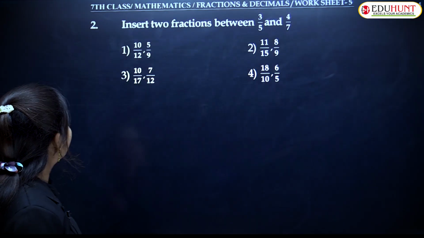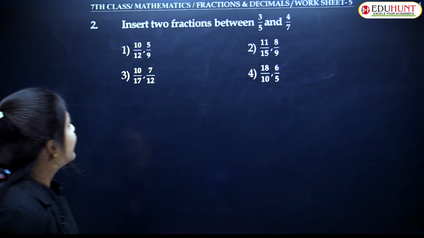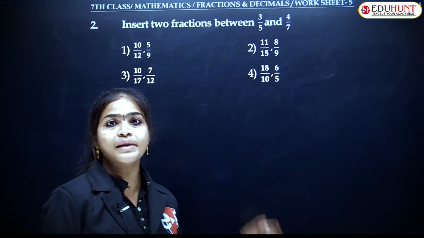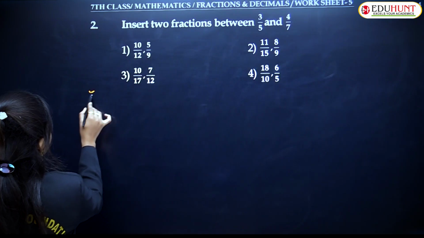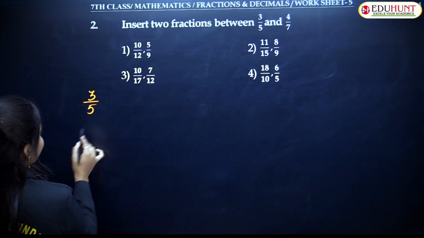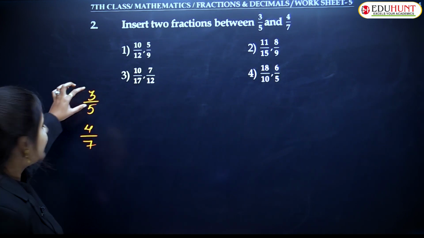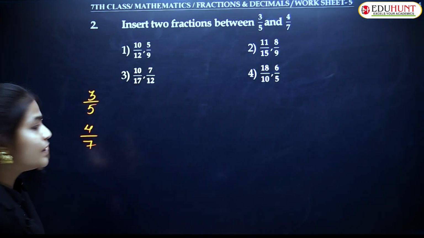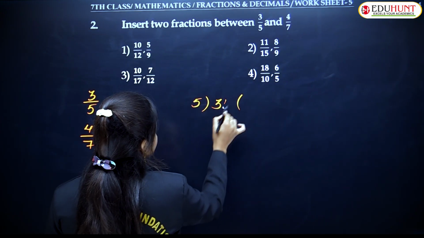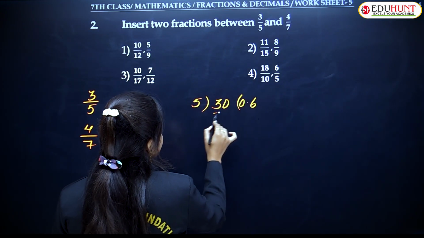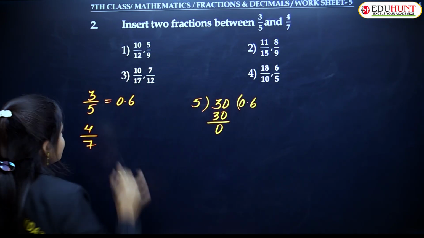Let us see question number 2. Insert two fractions between 3 by 5 and 4 by 7. Just like the previous one. Here 3 by 5 and another one is 4 by 7. 3 by 5 means 3 divided by 5. 0, and here 0. 5 sixes are 30, and the remainder is 0, which is equal to 0.6.